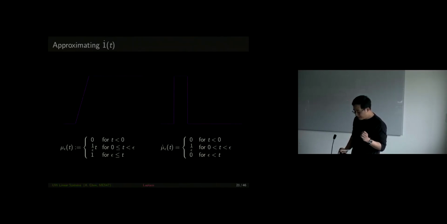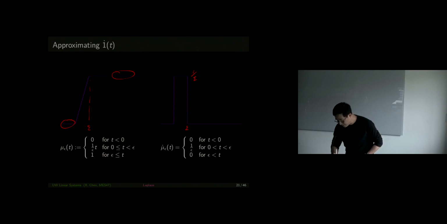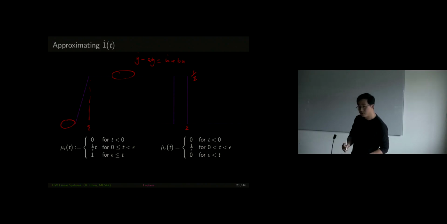The benefit of this approximation is that for this new signal, this approximation of the step function, I can get derivatives very easily. Its derivative here is 0. Its derivative here is also 0. And in between 0 and epsilon, what's the derivative? It's a constant slope, so the derivative is a constant, and if you do the calculation, it's 1 over epsilon. So we can calculate the derivative very easily. In other words, we have no problem in the original example, y dot minus ay equal to u dot plus bu. We know everything on the input side.